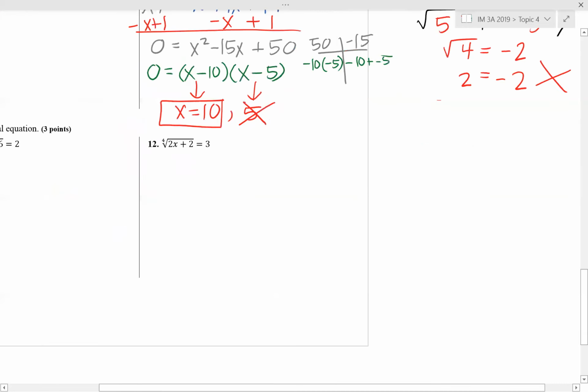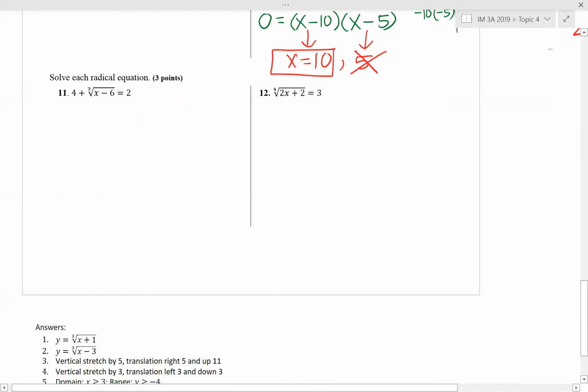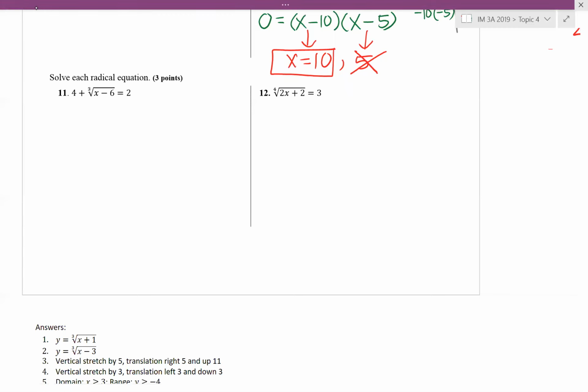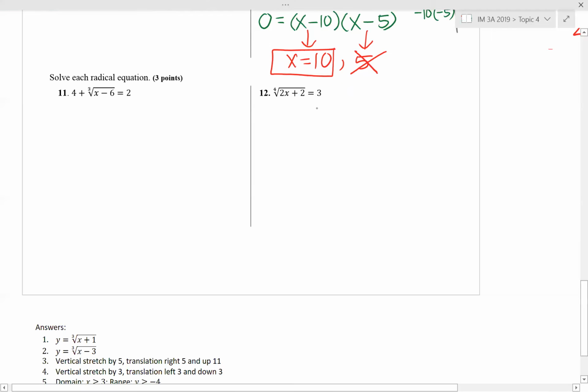The final problems are solving radical equations where it's not a perfect square root. And so that means that we want to use whatever power is there in our index. So for this first one, we have the fourth root of 2x plus 2 equals 3. So that means that I want to raise everything to the fourth power in order to get rid of the radical because I'm matching it to the index of 4.